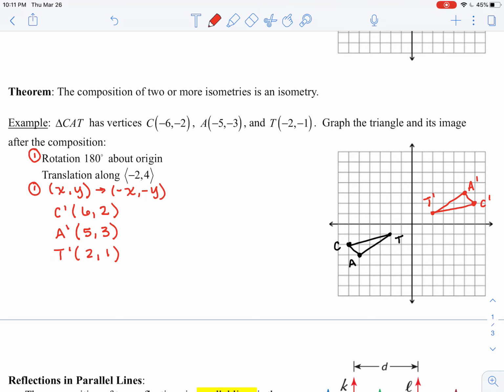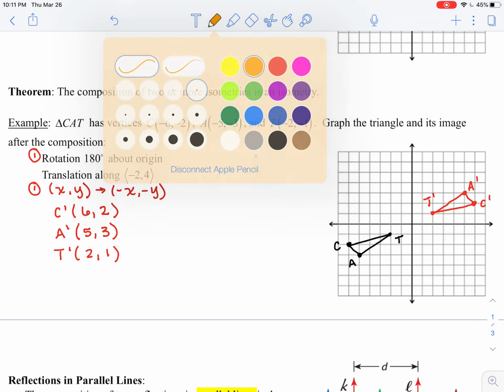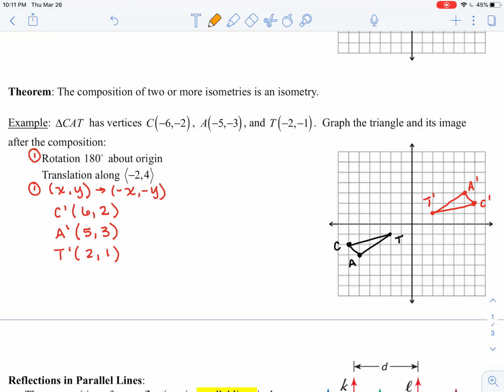So here's our 180-degree rotation. These two triangles are still congruent. Now to perform our second transformation, we're going to use our new coordinates, C prime, A prime, T prime, and do a translation along the vector -2, +4.